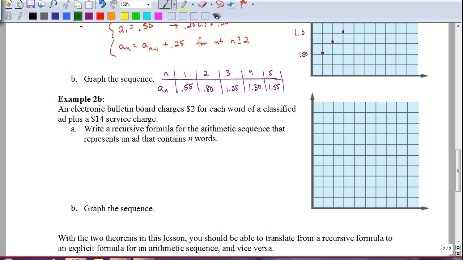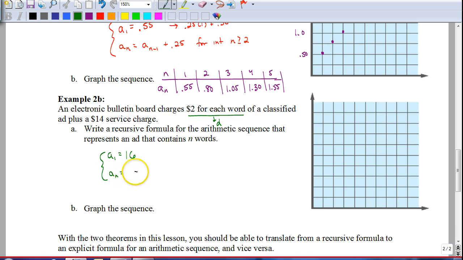Okay, so for this one, an electronic bulletin board charges $2 for each word of a classified ad plus a $14 service charge. So your rate of change is this, this is going to be your d. Let's look at how we would set this up. For a recursive formula, we first have to figure out what our first term is. One word is going to cost us $2 plus a $14 service fee. So a one-word ad, which obviously you wouldn't do, is going to be $16.